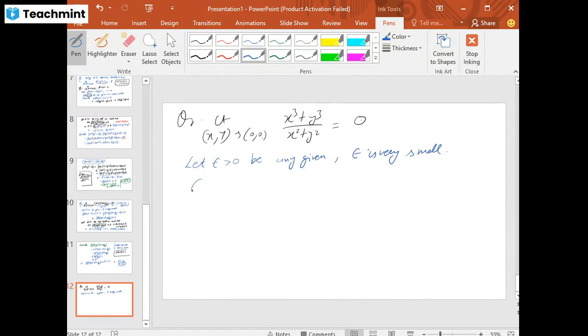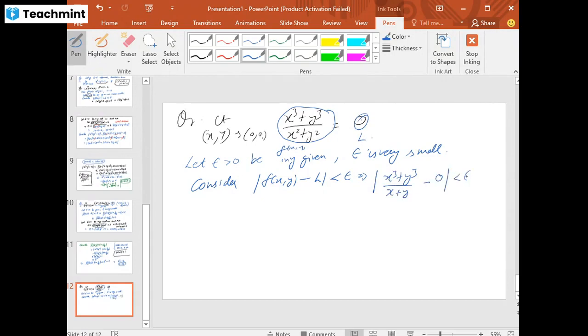Again, we consider mod of f of xy minus L is less than epsilon. So what is your f of xy? This is your function f of xy and this is your limit L. So it means mod of x cube plus y cube upon x square plus y square minus 0 is less than epsilon.